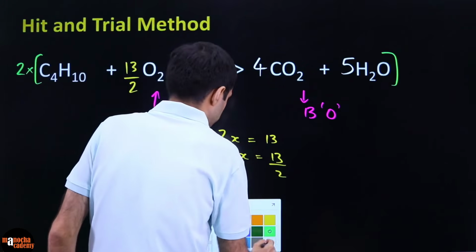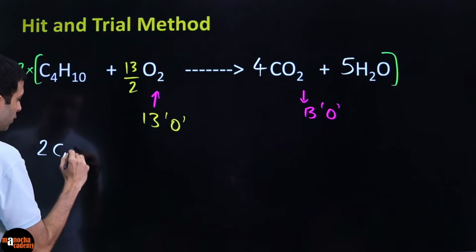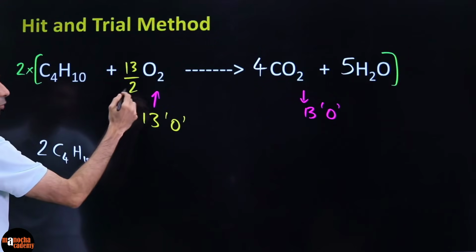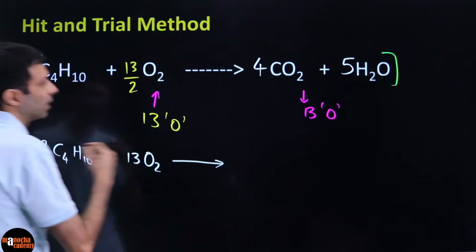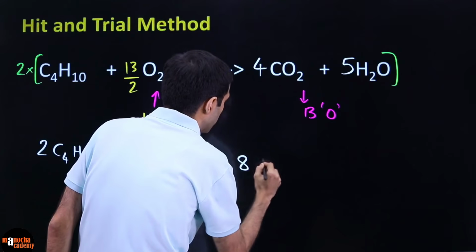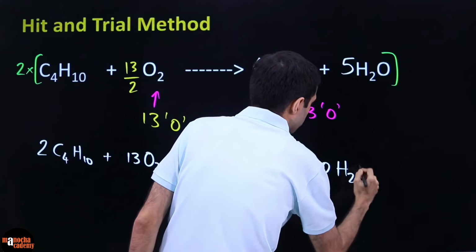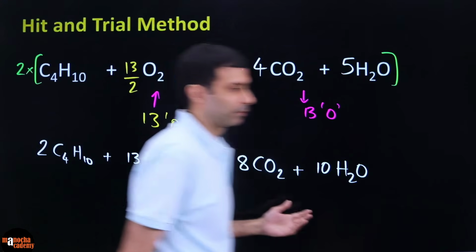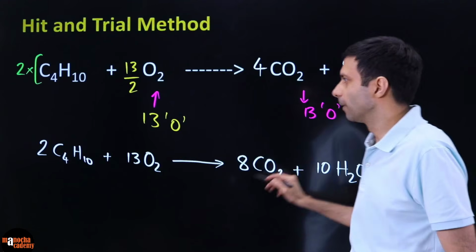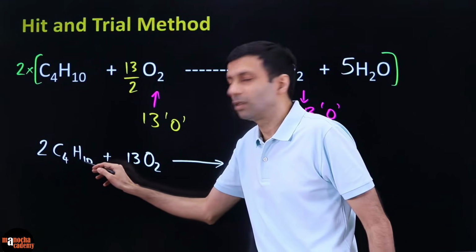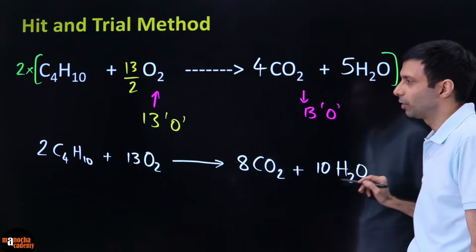So what do we get here? So we are basically going to get 2C4H10, 13 times 2, the 2 will cancel, plus 13O2 is going to give us 2 times 4, 8 carbon dioxide, and 2 times 5, 10 water. You guys can see that? So you can see there is 4 times 2, 8 carbon, 8 carbon. 2 times 8, 2 times 10, 20 hydrogen, 10 times 2, 20 hydrogen.